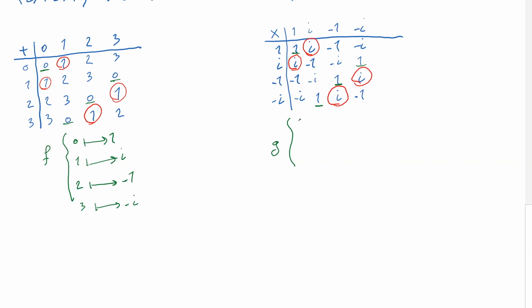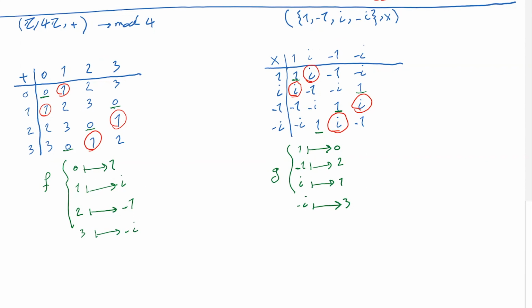So element 1 here from this group can be mapped to element 0 from the other group. Element -1 can be mapped to element 2 over here. And then element i is mapped to 1, and -i could map to 3, right? In fact, these two groups, even though they have different operations, have an equal number of elements. But with that, we see that there is more than just similarity between these two.